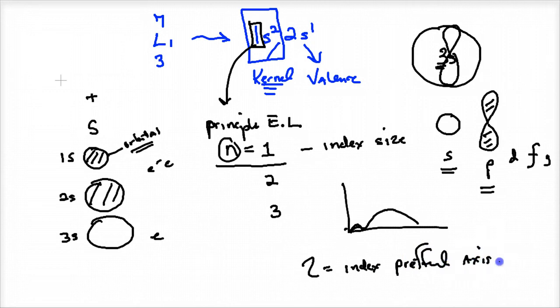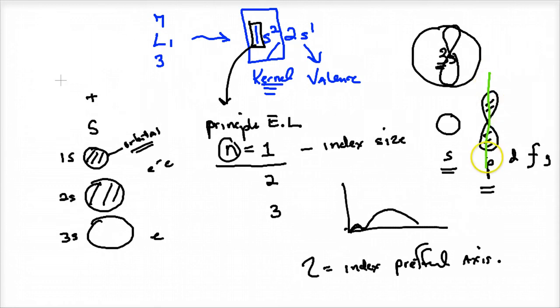I know I had some trouble talking about that. Well, a sphere, what's preferred in a sphere? Which axes? There isn't any. An s orbital doesn't prefer any axis, it's a sphere. But if you look at a dumbbell-shaped p orbital, it's preferring one axis.